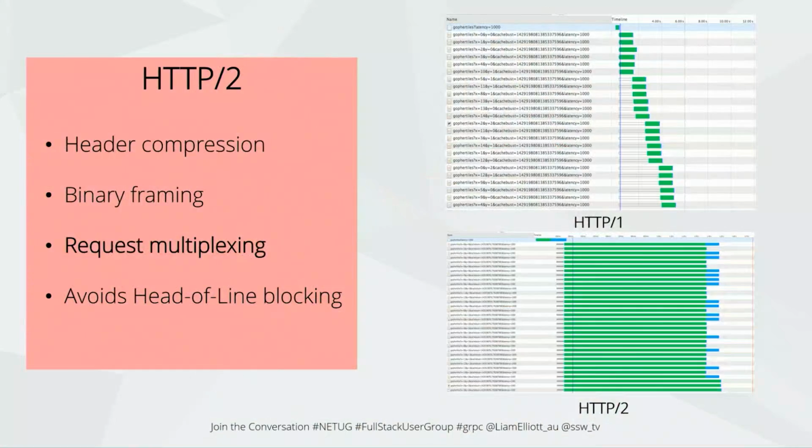So what that looks like in practice, as you can see in this waterfall diagram, is the top line, we can see that very staggered approach of HTTP1, where I need to make my serial requests to the server. Compare that to the bottom line, which is where I can make more parallel requests across the same HTTP connection.